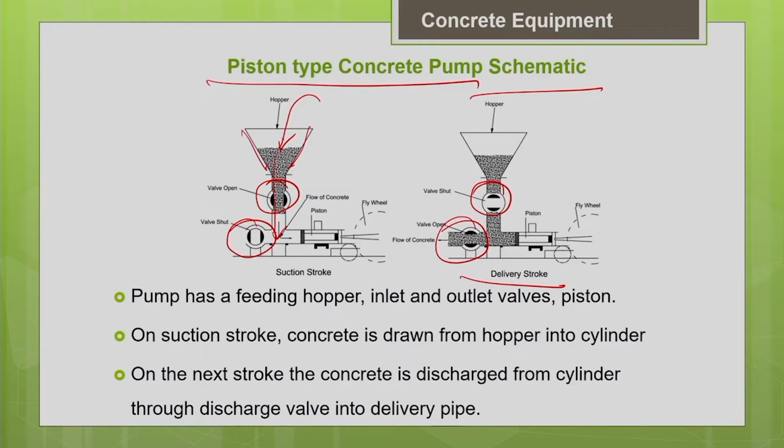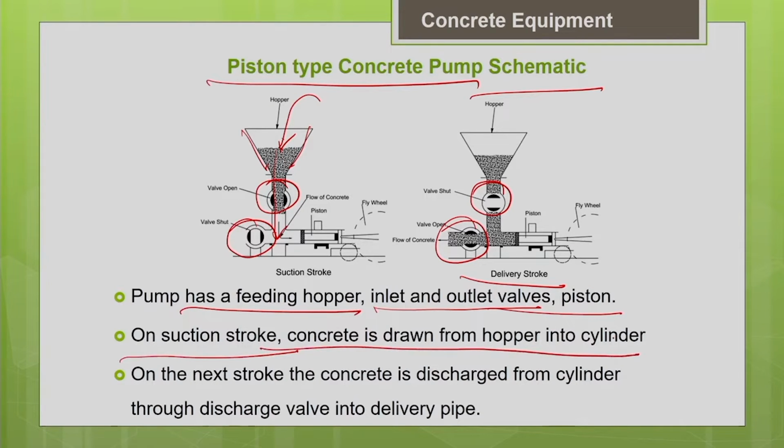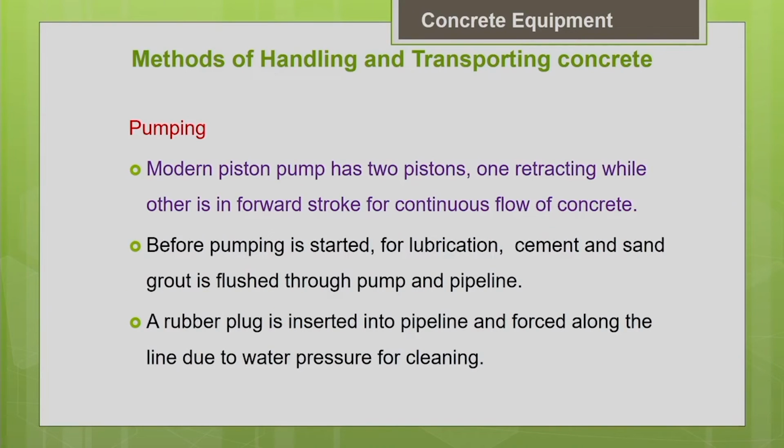So basically, the concrete pump has a feeding hopper, inlet and outlet valves and the piston. On the suction stroke, the concrete is drawn from the hopper into the cylinder. On the next stroke, that is the delivery stroke, the concrete is discharged from the cylinder, through the discharge valve into the delivery pipe. Alternately, a suction stroke and a delivery stroke will happen. So when you have two pistons, you can have a continuous flow. Modern piston pumps have two pistons. When one is retracting, the other one will have the forward stroke. So this will facilitate continuous flow of concrete in your delivery pipe.